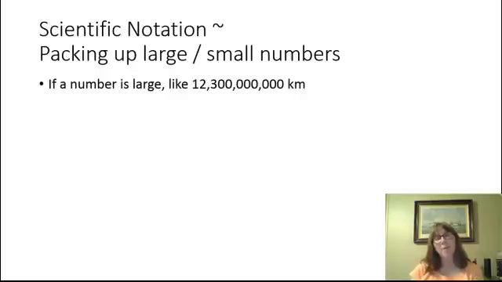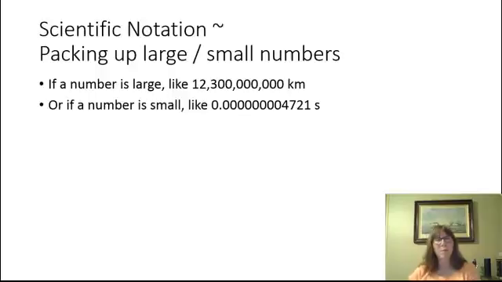So for instance, we have this: 12,300,000,000 kilometers. Now we could write it like that, but it gets a little bit tedious and it's easy to go cross-eyed figuring out how many zeros you have. That's a pretty large number. A small number would be like this in terms of a second. We have a fraction of a second: 0.0000 whatever, 4721 seconds. And it's just hard to count those zeros. So we pack those two numbers, the large one and the small one, up using scientific notation.